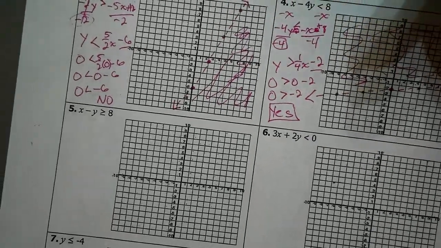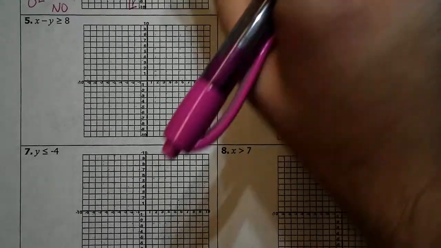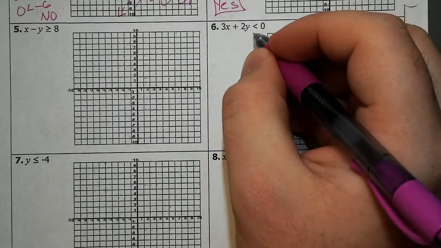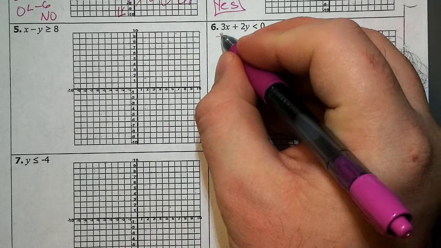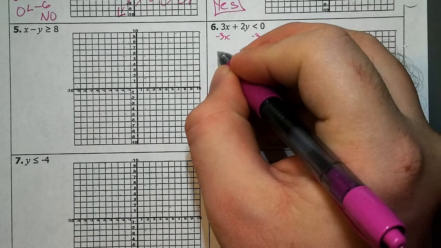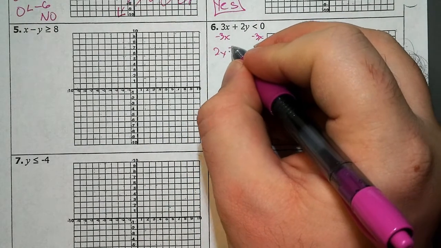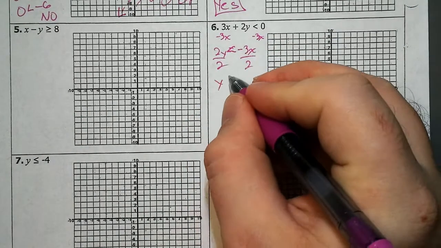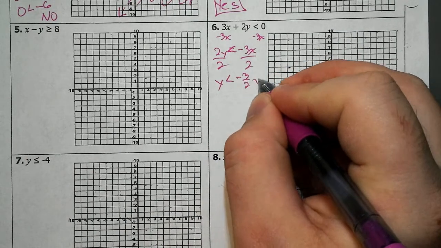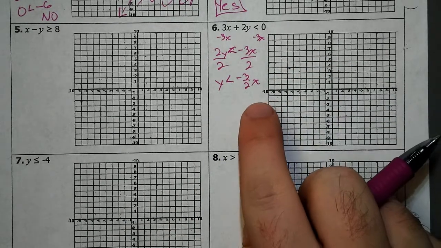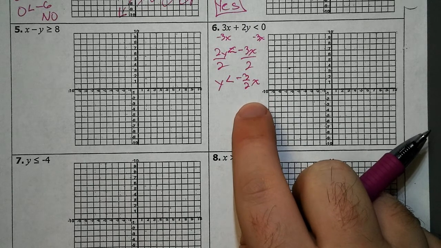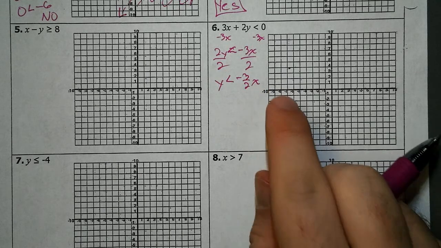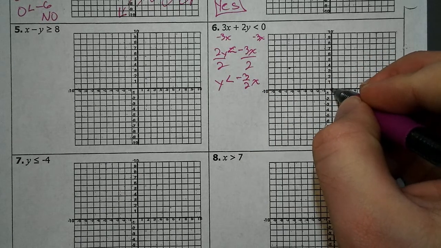I'm going to do number 6, just to show you one that's going to be a little bit different. So, once again, standard form, move my x. So I get 2y is less than negative 3x, divide by y, so divide by 2. y is less than negative 3 over 2x. Well, this one is a direct variation. It's going to go through 0, 0, right? Because there's no intercept, there's no plus or minus. So our first dot will start at 0, 0.